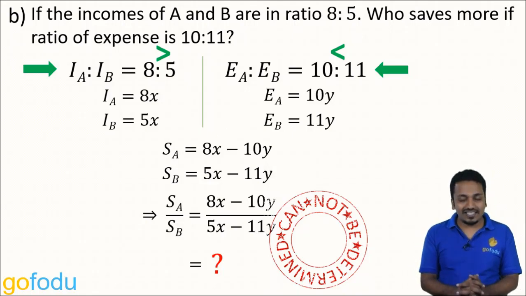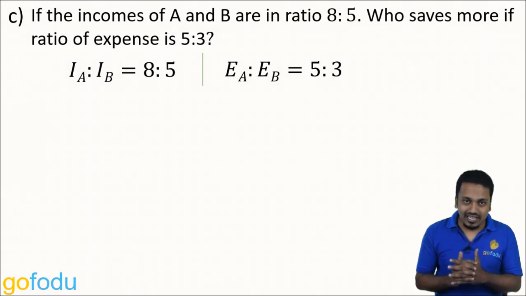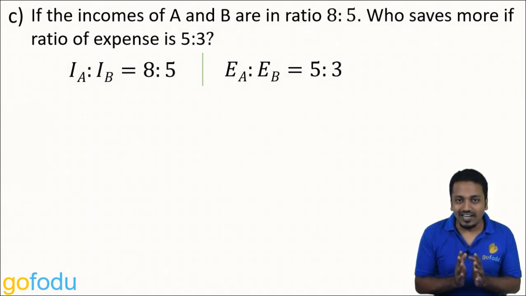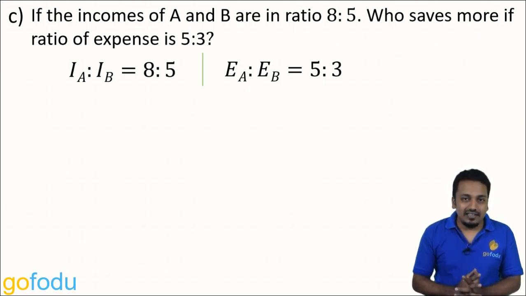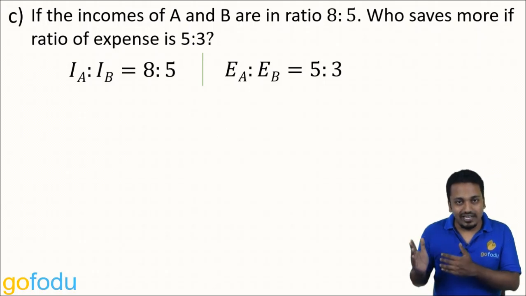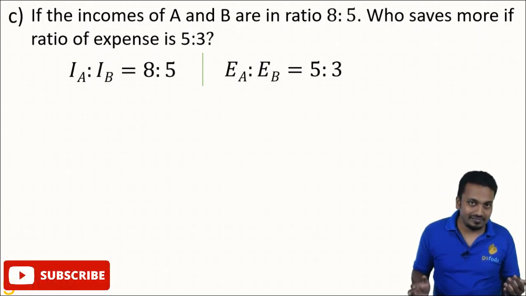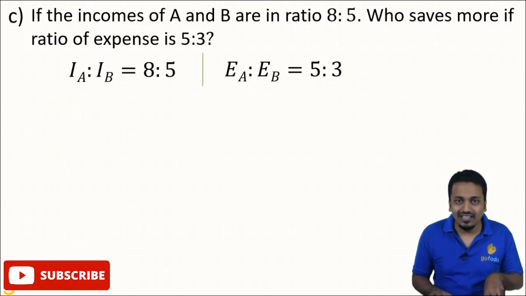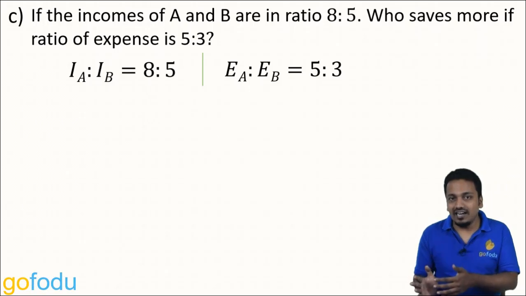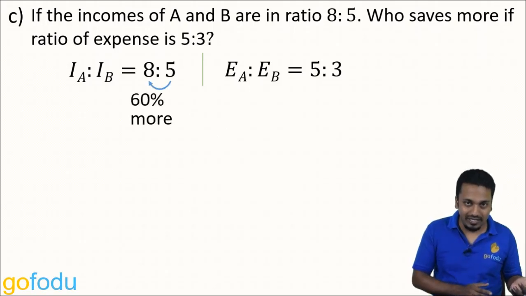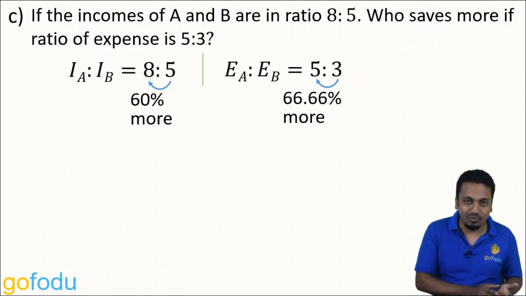Moving on to the next case. Well, this case is going to be a little complicated. So just stay with me. A earns more than B, but also spends more than B. More accurately, considering the percentage change, we can say that A earns 60% more than B and spends 66.66% more than B.